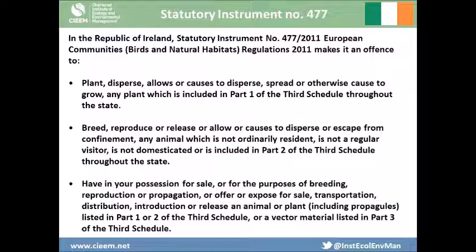So that creates more of an incentive on spread within urban environments, which might be of particular interest. And also the regulations relating to animals are very similar to those in the rest of the UK. Breed, reproduce, or release, or allow to disperse or escape from confinement any animal not ordinarily resident or listed on that third schedule as well. And interestingly, Article 50 of this particular piece of legislation puts restrictions on the transportation of vectors for invasive species, and they specifically mention soils containing Japanese knotweed or giant knotweed or the hybrid knotweed included in part three of the third schedule. So there are restrictions on the transportation and on the sale of all species listed in this third schedule.